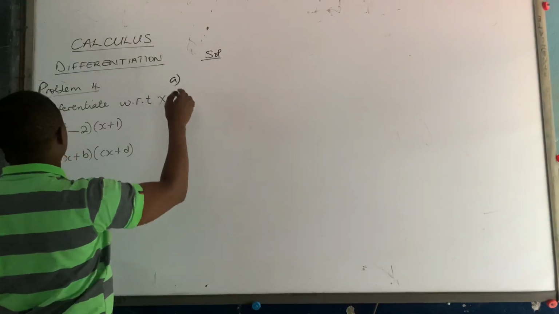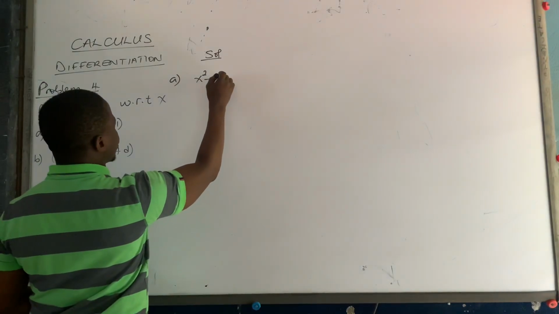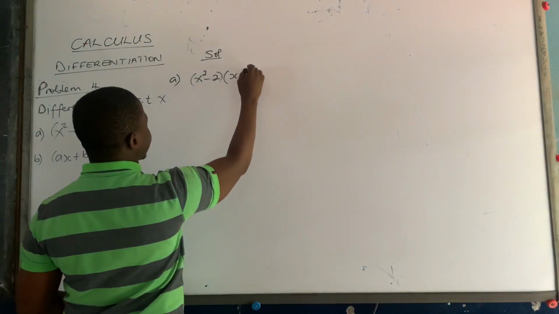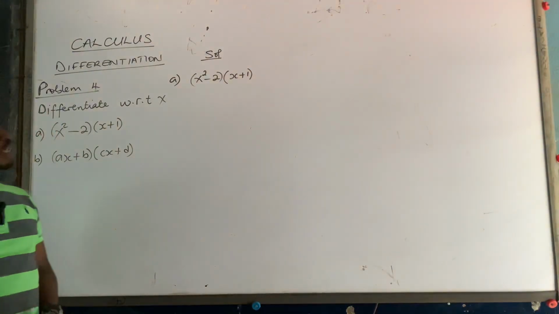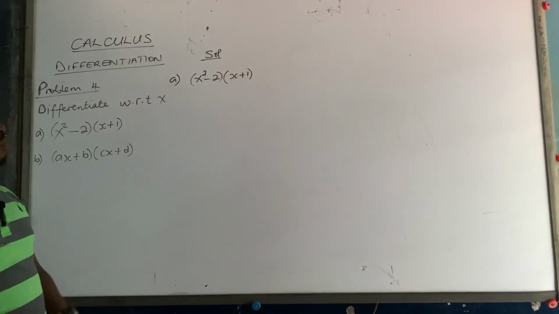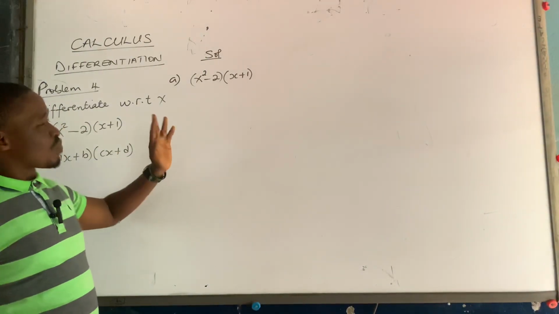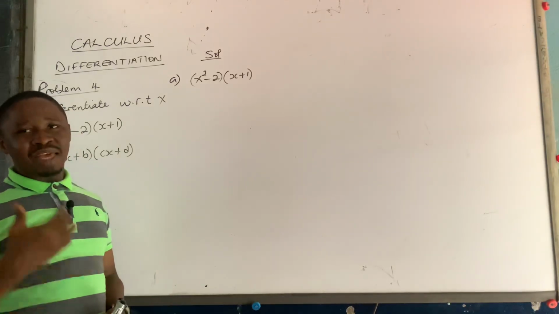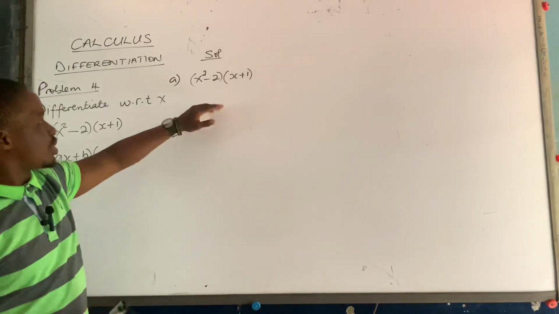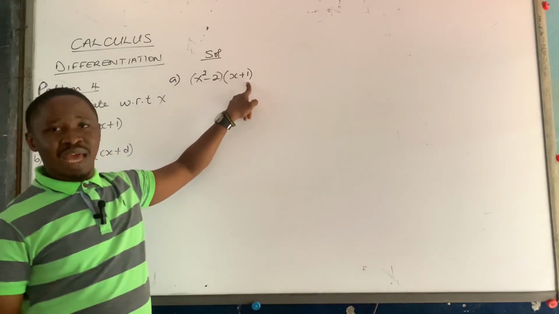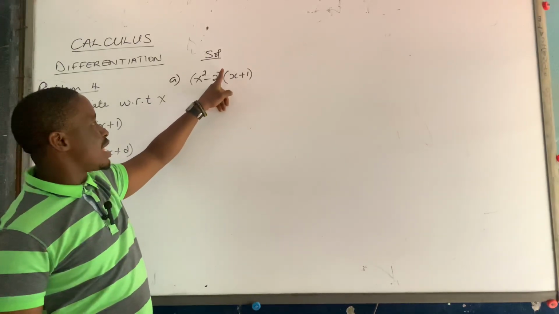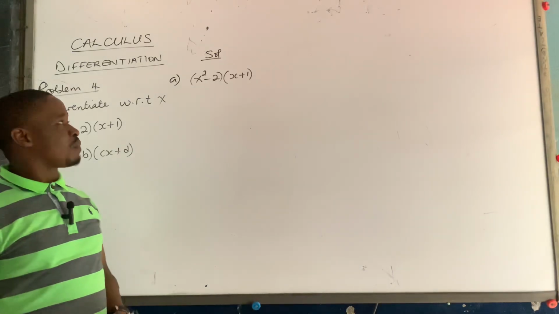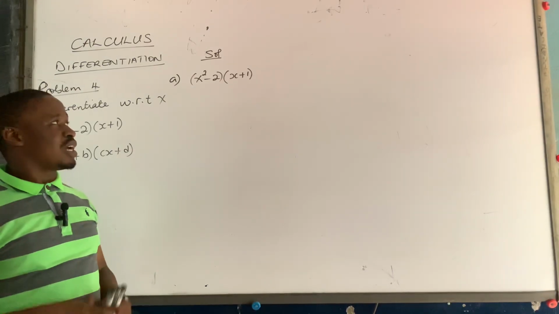The first one says (x squared minus 2) multiplied by (x plus 1). Okay, this is the one we have. But in calculus, for differentiation, there are problems where you have a choice. For this one, this function multiplies this function, and each is in a bracket separated by a multiplication sign. So it's a matter of choice. If you want, you can apply the product rule, but if you want, you can apply the general method, basically.